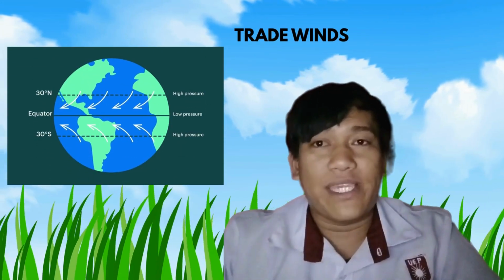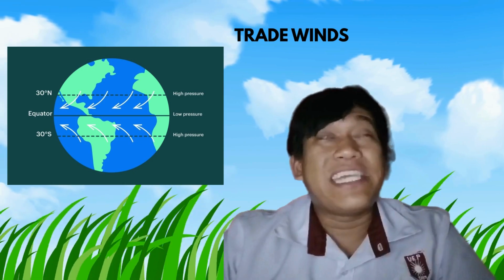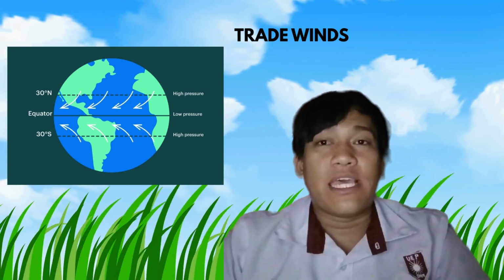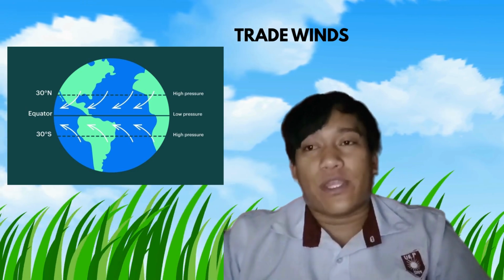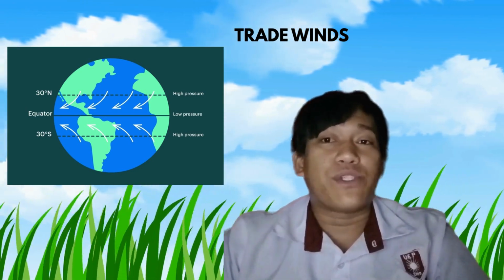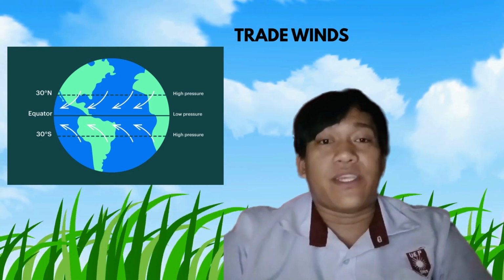First is the trade winds. Trade winds form from 0 degrees to 30 degrees latitude. The trade winds blow from the east towards the equator. These winds were used by sailors to travel across the ocean.